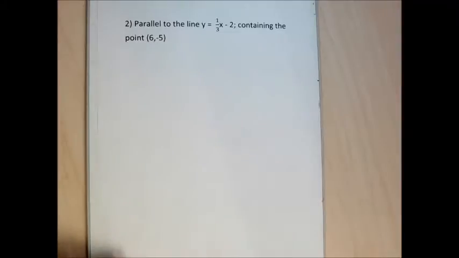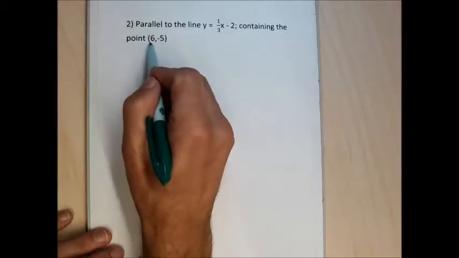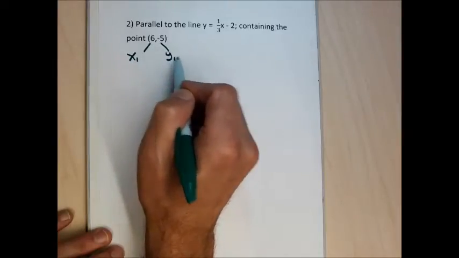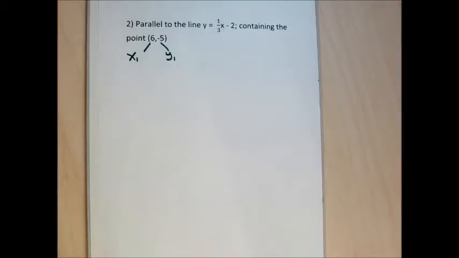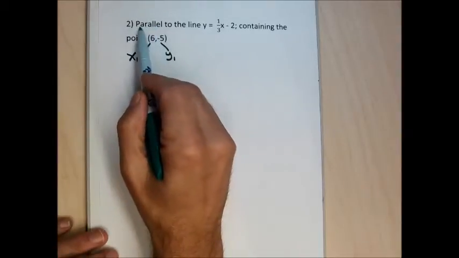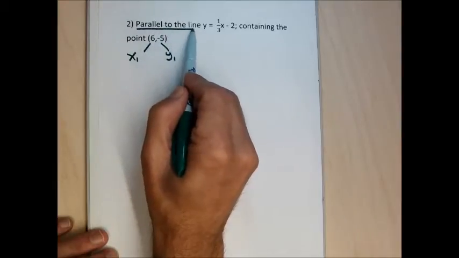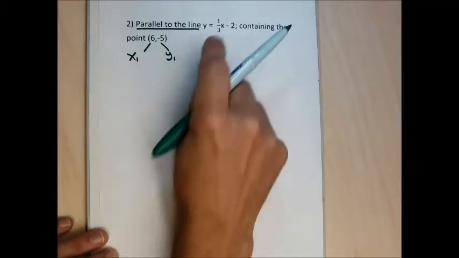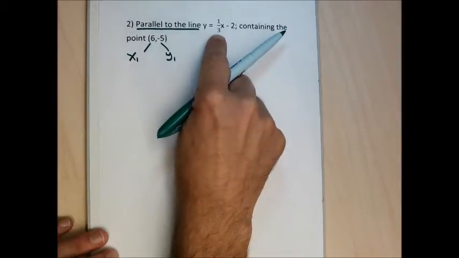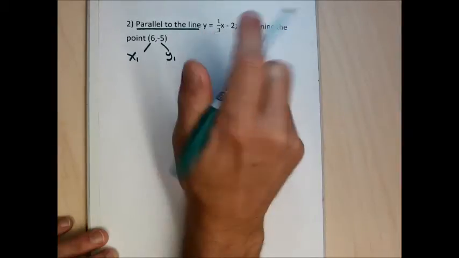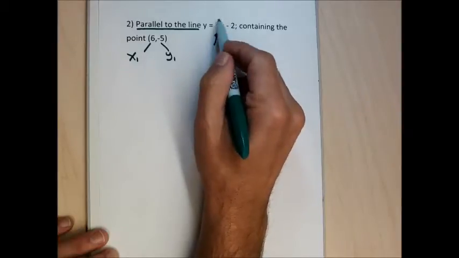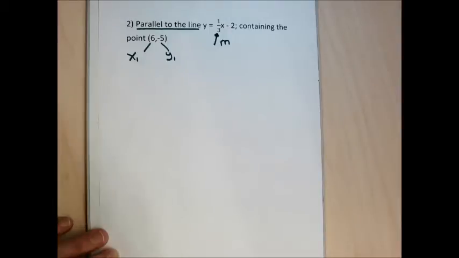Problem 2 asks me to find another equation for a line in slope-intercept form. It gives me the point, it gives me the x1 again, and it gives me the y1. It doesn't give me the slope explicitly, but it gives it implicitly. It says we're trying to find an equation of a line that's parallel to the line y equals 1/3 x minus 2. The slope of that line is the number in front of the x, which is 1/3. Because our lines are parallel, it's going to have the same slope. So the number in front of the x here is actually going to be the slope, because parallel lines have equal slopes.